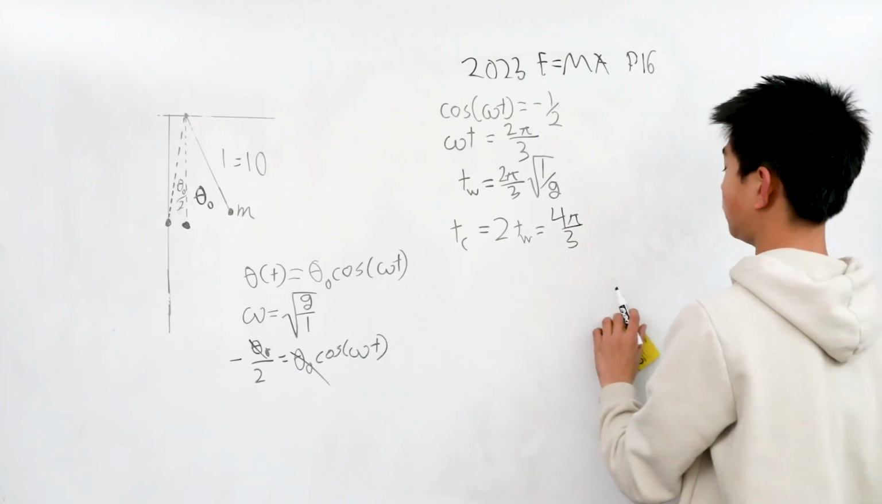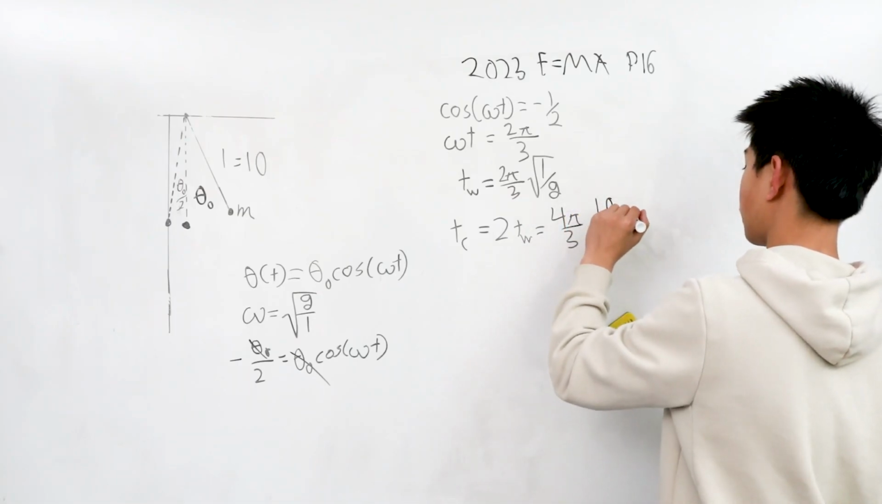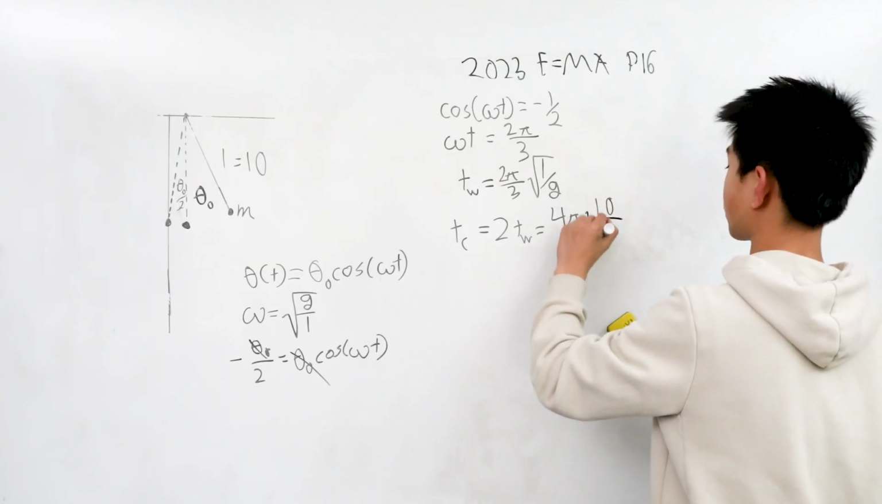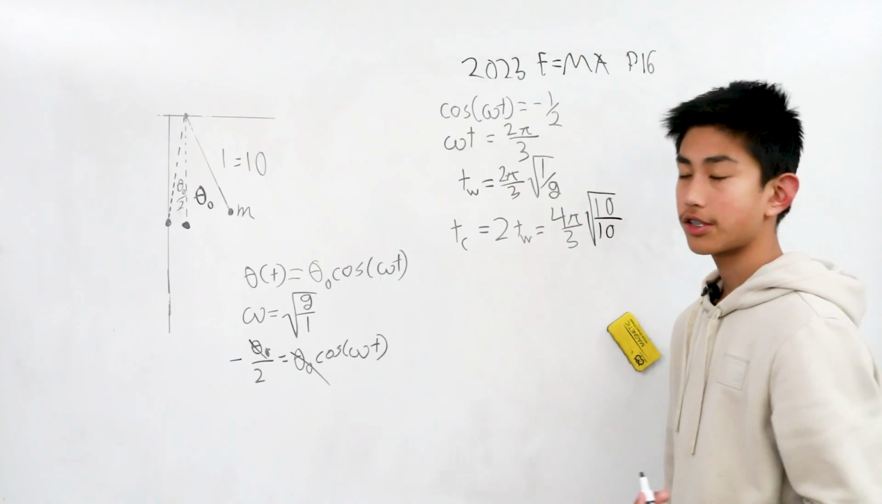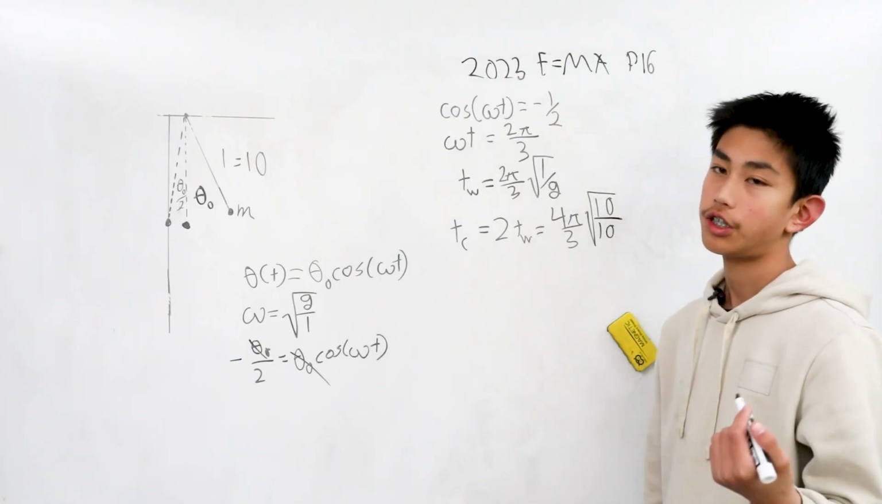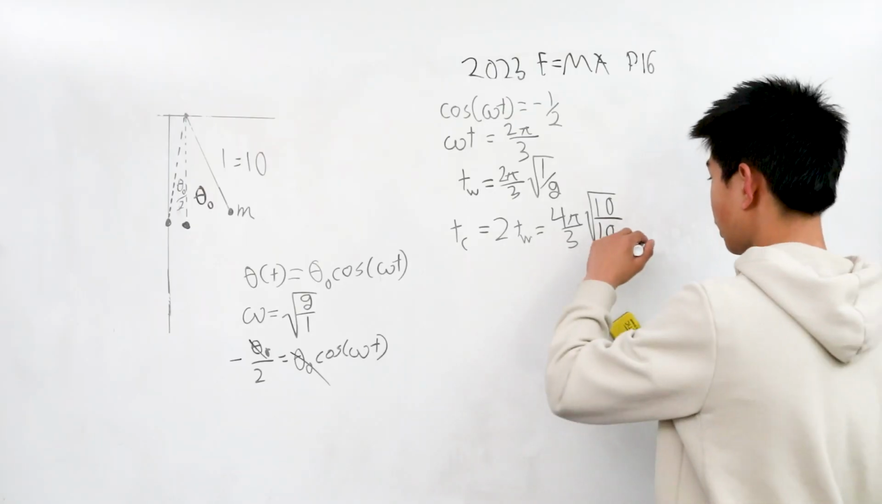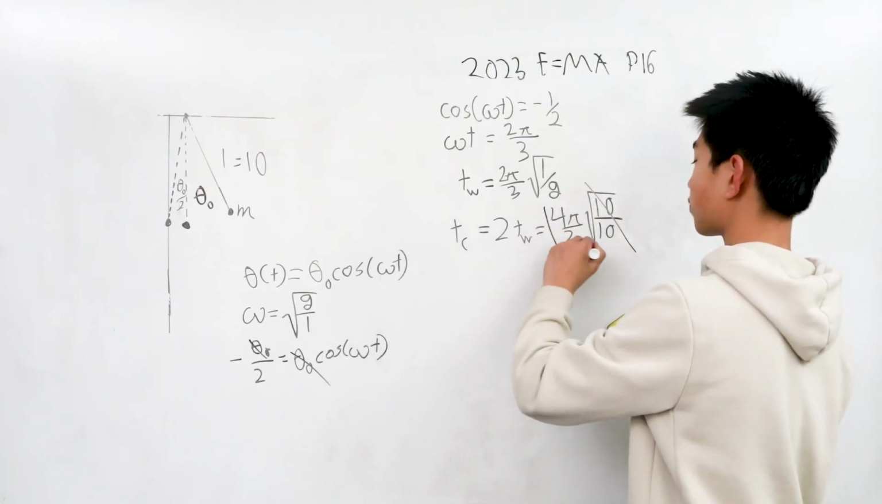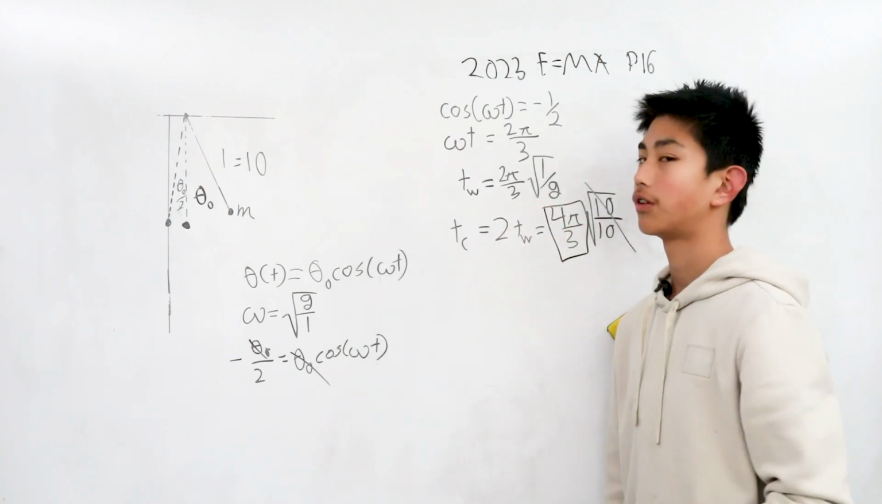The length is 10 meters, divided by 10 meters per second squared, because this test wants us to approximate g equals 9.81 to g equals 10. So this just effectively cancels out to 1. So our answer for this problem is 4 pi over 3 seconds.